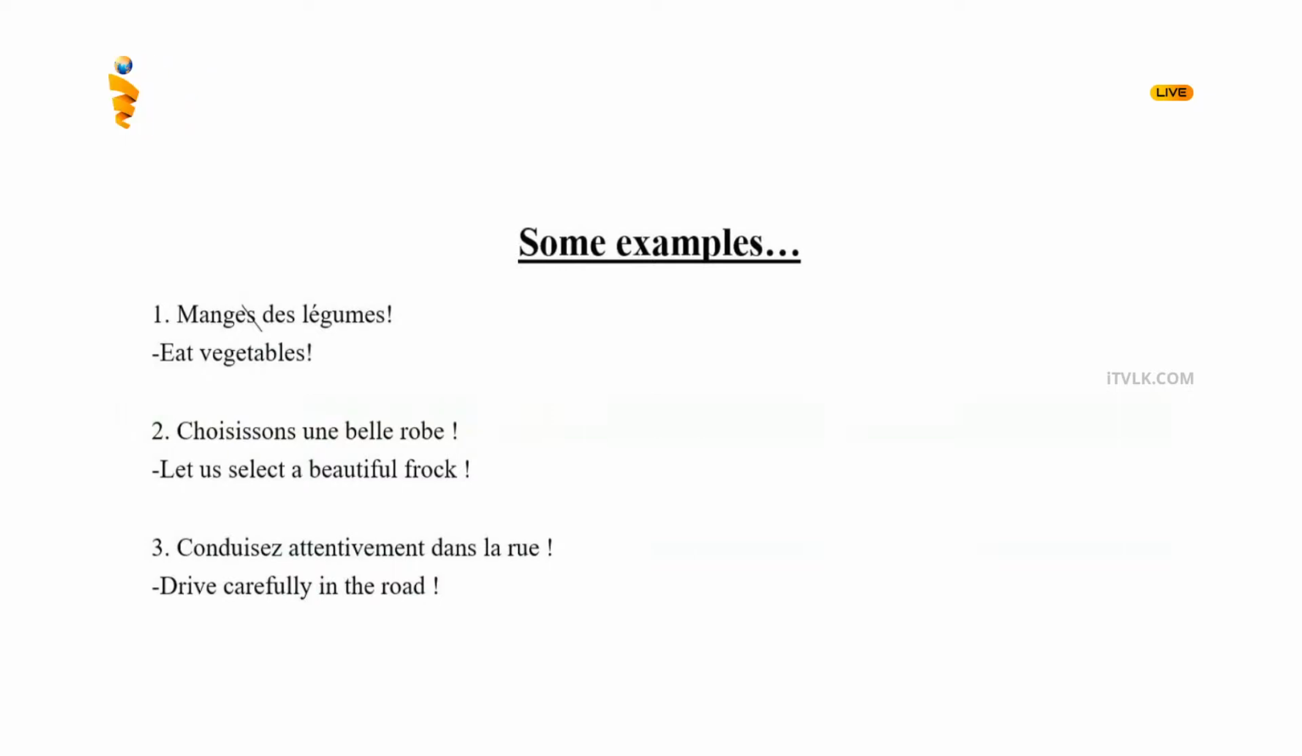Choisissons une belle robe is to say, let us select a beautiful frock. Conduisez attentivement dans la rue is to say, drive carefully in the road. So these are some examples explaining to us how to use the order form in French.